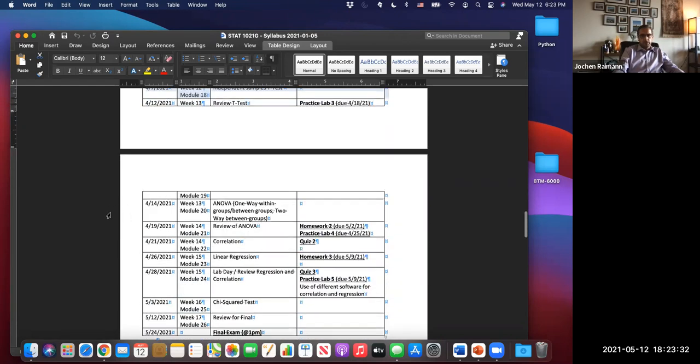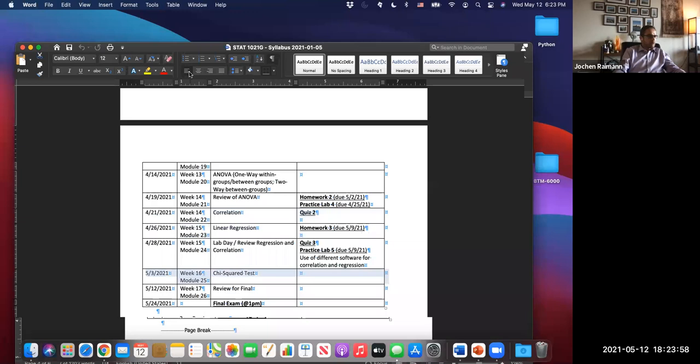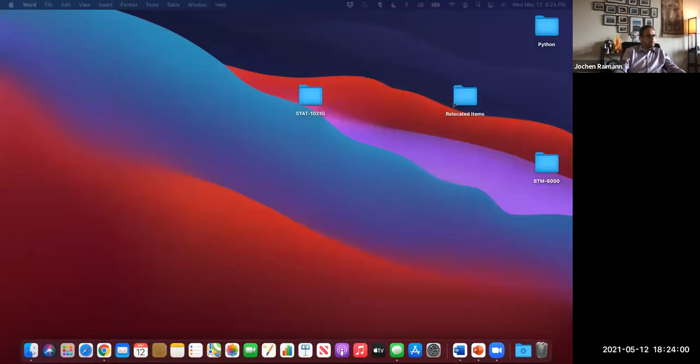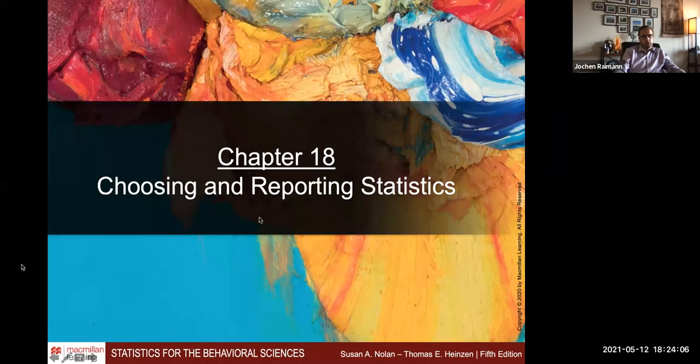Further, we will be reviewing ANOVA, analysis of variance. We only review one-way within group and one-way between group ANOVA. We will not be reviewing the two-way between group ANOVA. We further will be reviewing in the final exam correlation and linear regression, and the chi-squared test, chapter 17. Chapter 18 is not formally part of the final, but it will be the basis of what you all have learned over the semester.